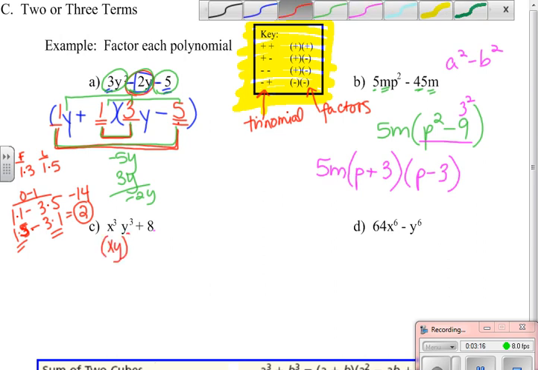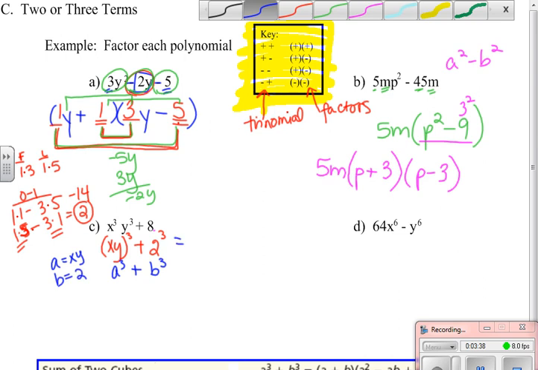because I know that distributive, that's how that cube got on both pieces, plus 8 is 2 cubed. So really what I have right here is a cubed plus b cubed, which is the sum of perfect cubes. So a is my xy and b is 2.